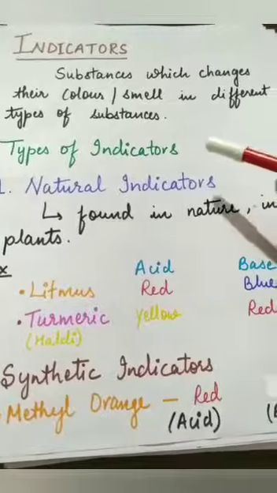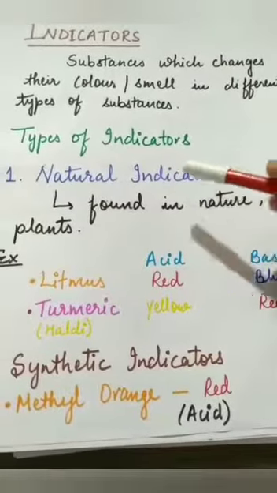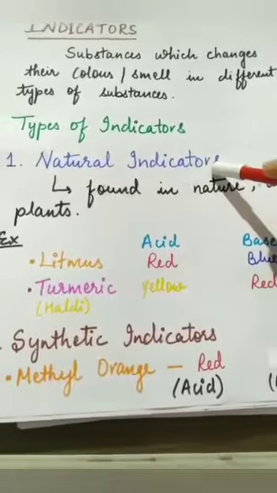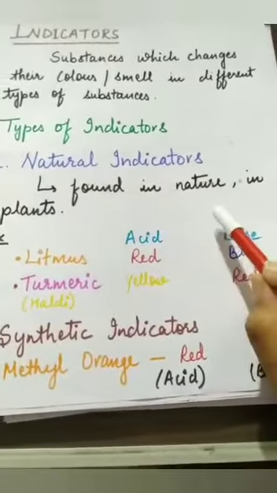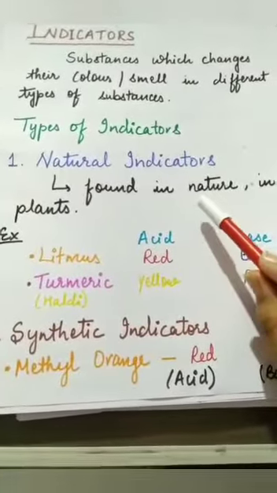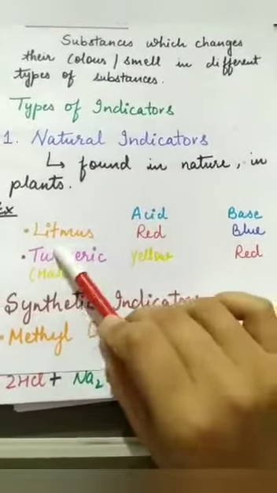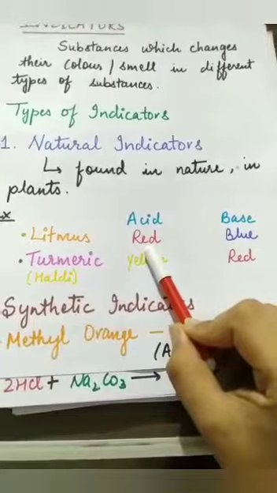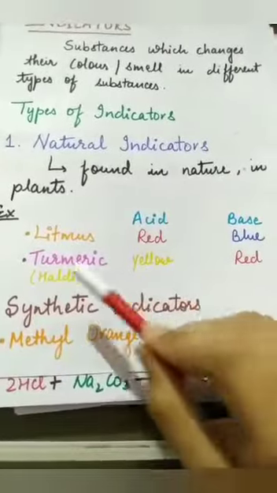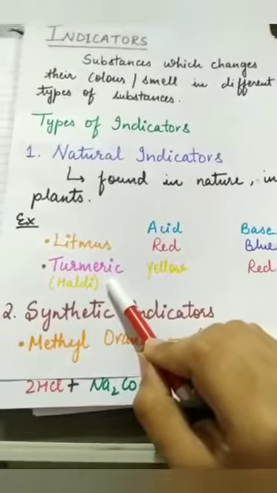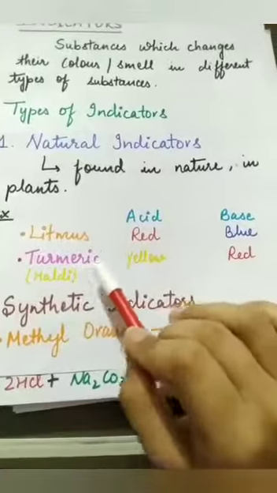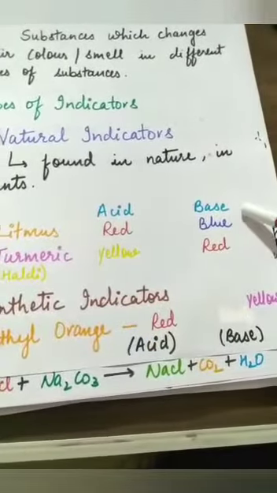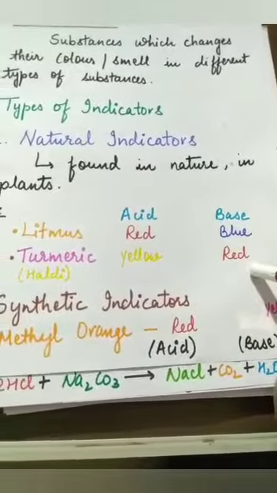Now there are many types of indicators. Mainly there are three types of indicators. First one is natural indicators. What are natural indicators? They are found in nature and they are found in plants. So first example is litmus. I have already told you, in acid it turns red and in base it turns blue. Next is turmeric. Turmeric you all know, haldi. It remains yellow in acidic medium and when it reacts with base it turns red, right?